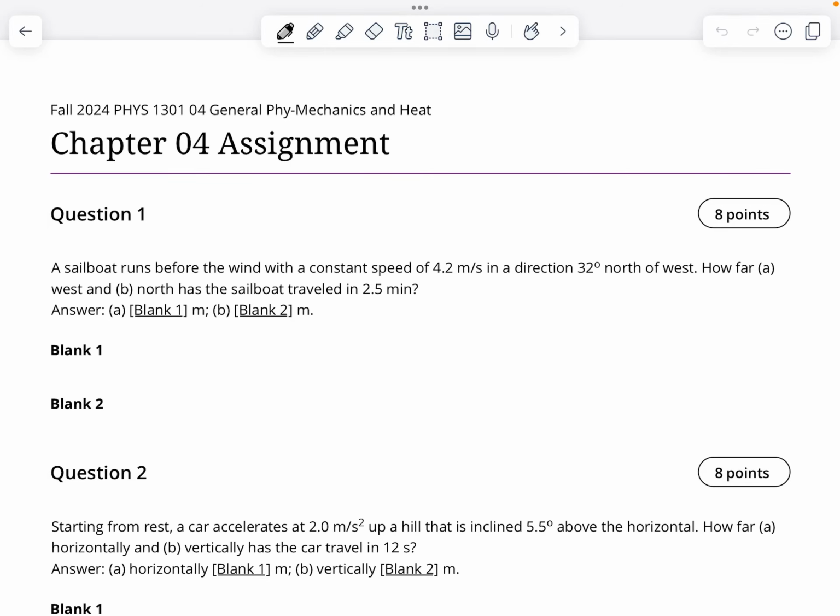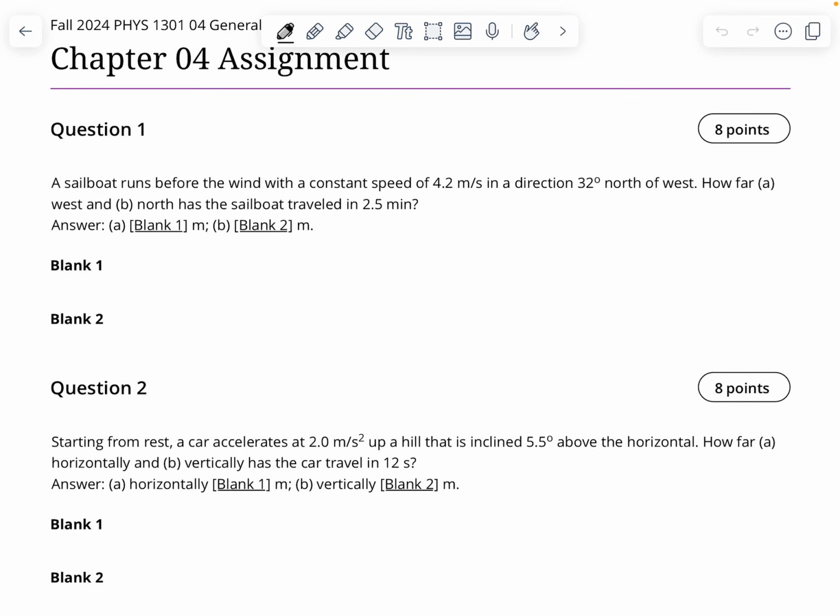Okay, so this is chapter 4, assignments. All right, so first one: a sailboat runs before the wind with a constant speed of 4.2 meters per second in a direction 32° north of west.